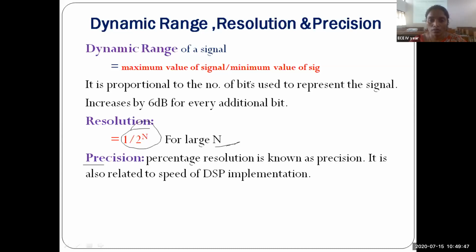And here, note this point. For every 1 bit, your dynamic range increases by 6 decibels. Suppose 4 bits are there, 4 into 6, how much? 24. So 24 decibels is the dynamic range of the system. Right? 6 dB for every bit. So these are the dynamic range, resolution and precision.